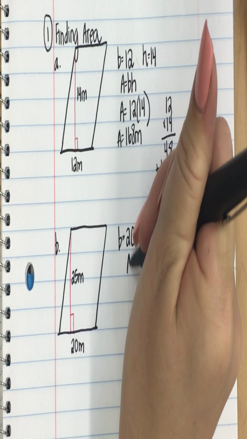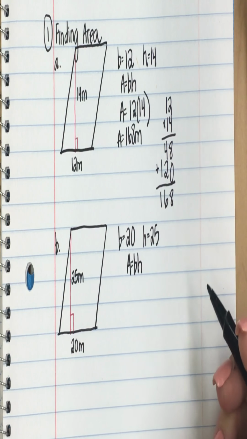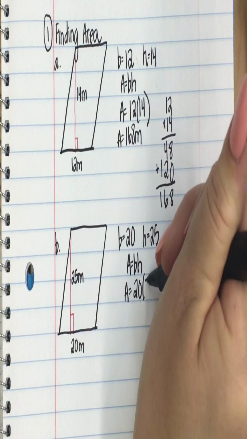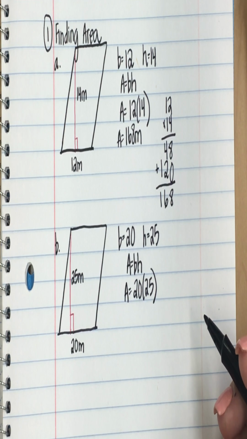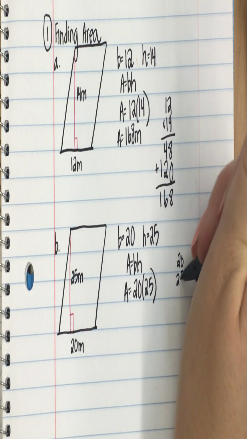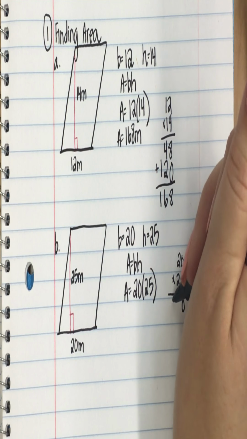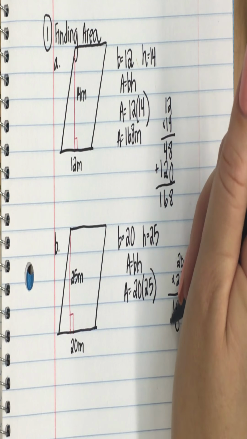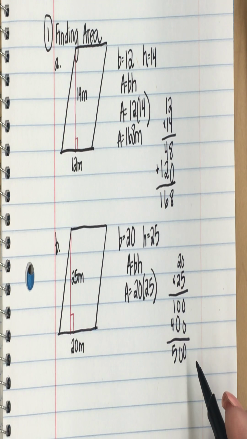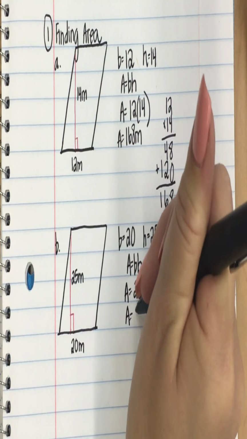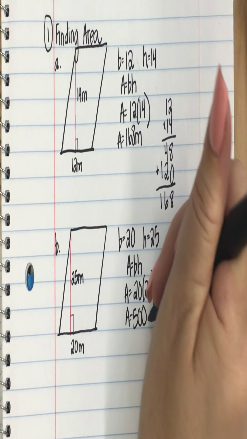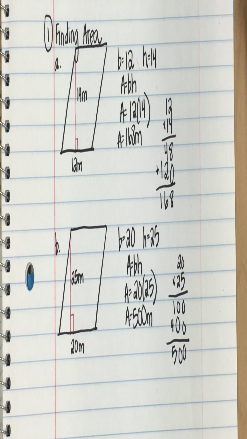Next, you would get your formula, area equals base times height, and you would plug in your numbers, 20 times 25. Then I need to multiply 20 times 25, which would give me 500. So that means my area would be equal to 500. We look back at our variable, 500 m, or 500 meters.